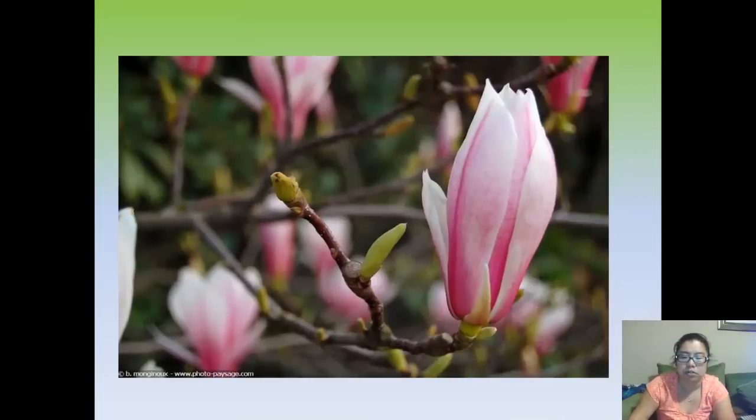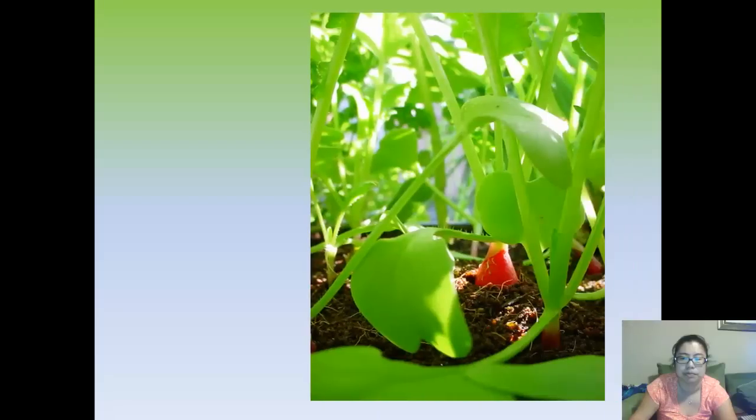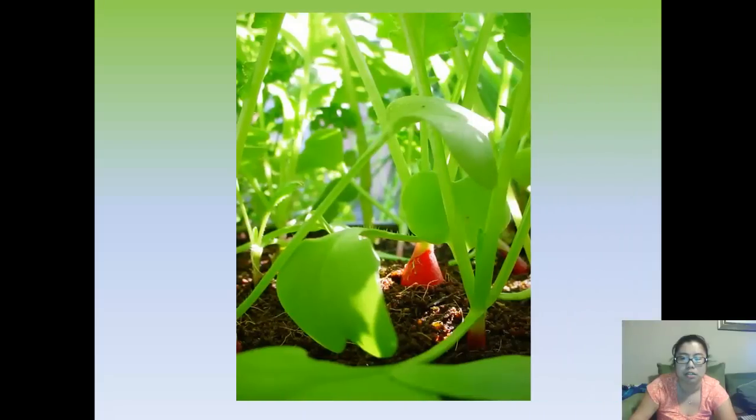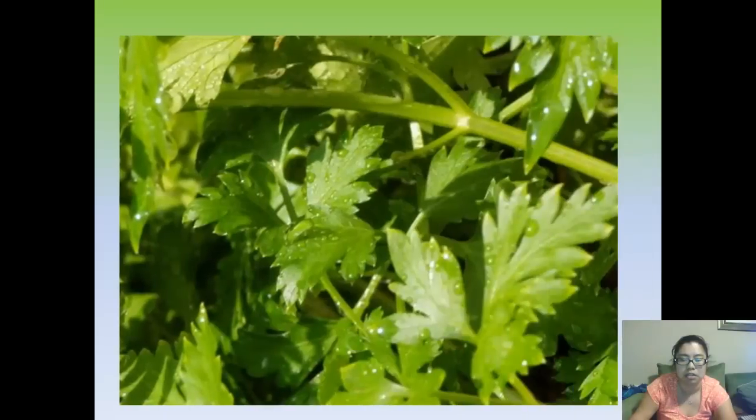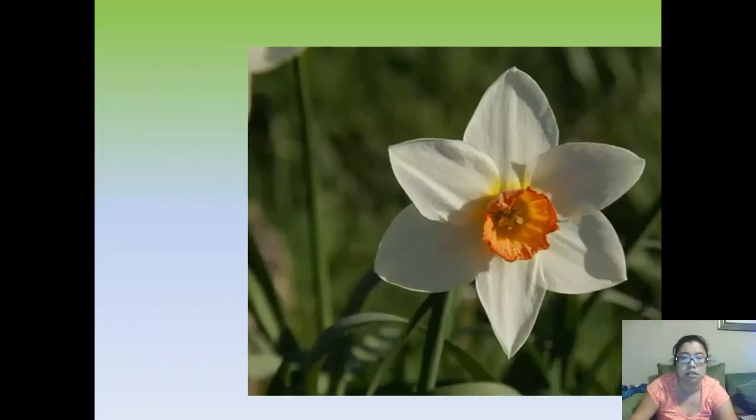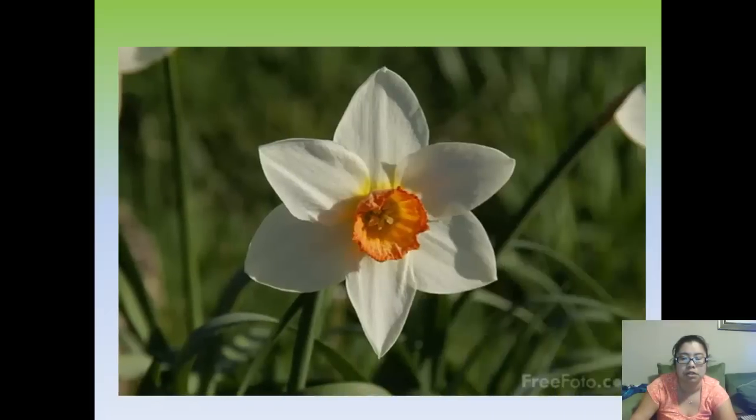Welcome to Ms. Chow's third lecture of the energy unit. We have this lovely blossom of the magnolia, which is part of the magnolia tree. Radishes, daisies. We wonder how these lovely plants, including parsley and the beautiful narcissus, also have a very fragrant smell.